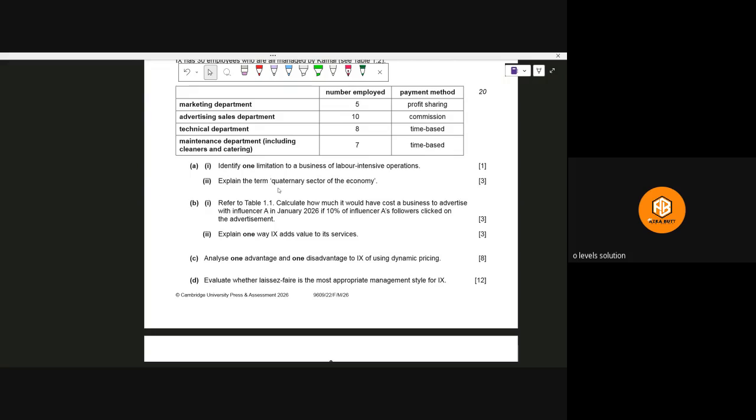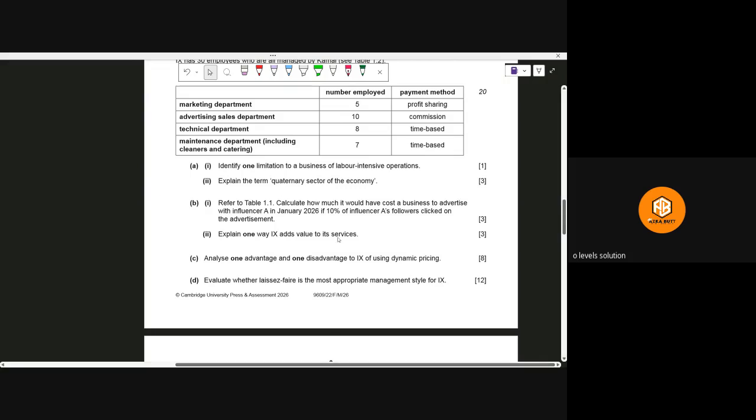So we can say the quaternary sector is a part of the economy that focuses on knowledge-based activities. These businesses basically provide intellectual services rather than physical goods, and they use specialized knowledge and skills. So in this case study, IX operates in this sector because it provides data and digital platform services to the influencers.